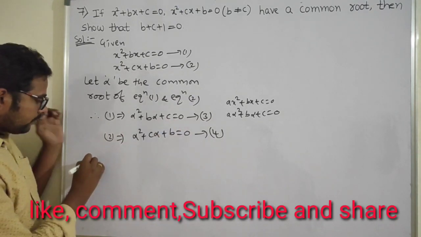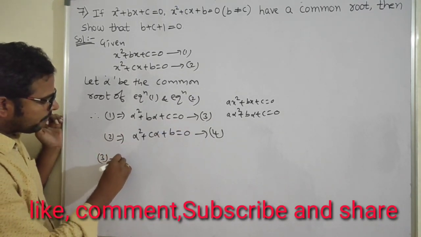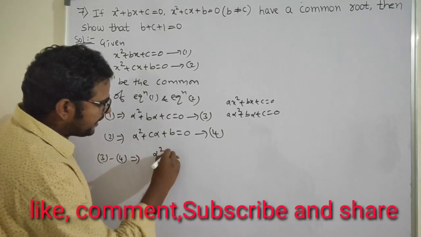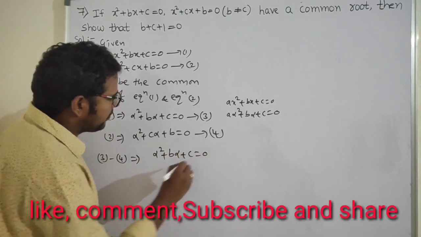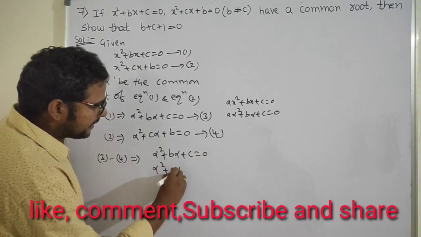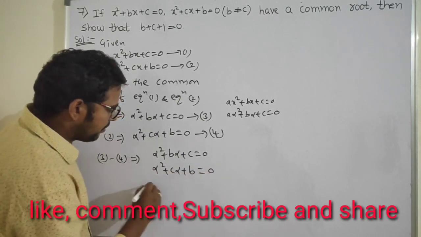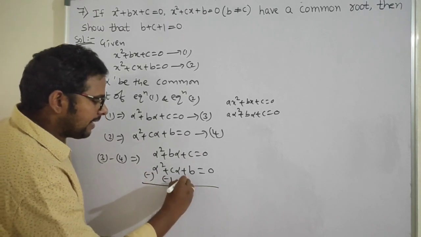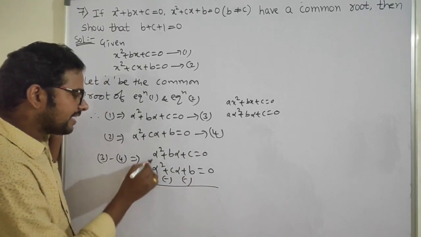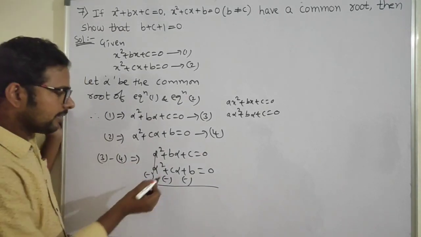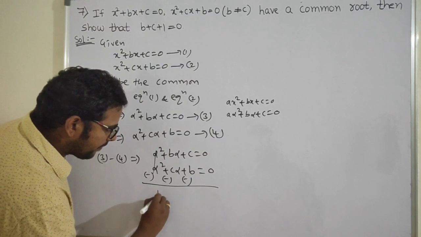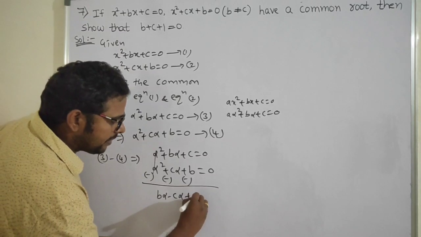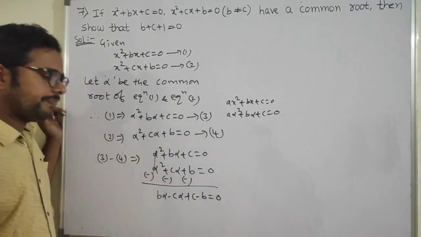Now do equation 3 minus 4. Alpha square plus b alpha plus c equals 0, and alpha square plus c alpha plus b equals 0. Now do minus, change signs. Alpha square will get cancelled. Remaining b alpha minus c alpha plus c minus b equals 0.